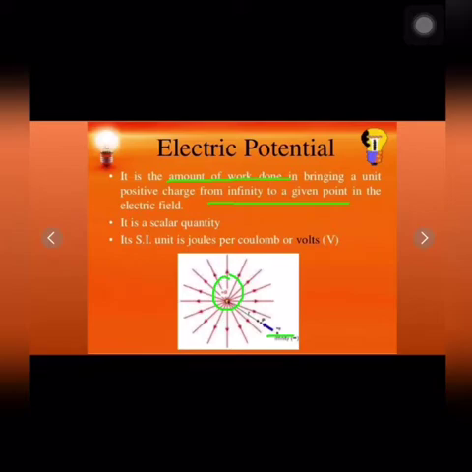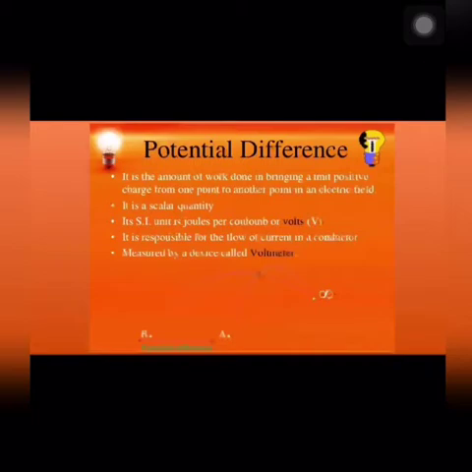So some work has to be done on the positive test charge to move it against the force of repulsion. And this work done on the positive test charge against the force of repulsion is called electric potential. It is a scalar quantity, that is, it has only magnitude but no direction, and its SI unit is joules per coulomb or volts.